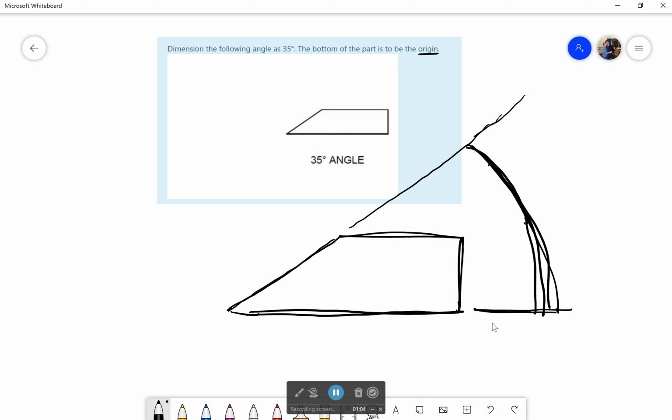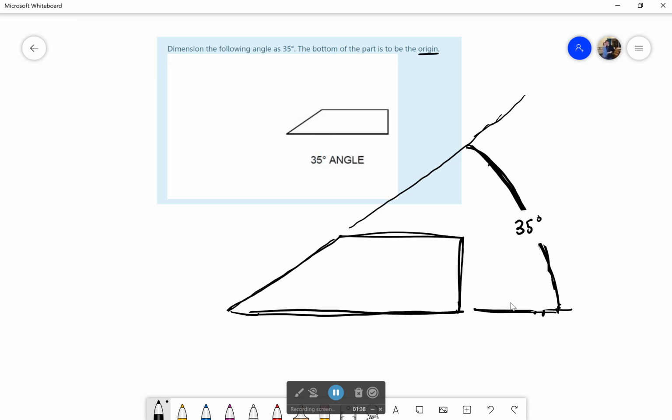Let's see, not really happy with any of those. That's looking better. Okay. I'm going to cut out a spot to show what my angle actually is, which is going to be 35 degrees. Up here, I'm going to write it in, making sure that it is parallel to the bottom of the page.